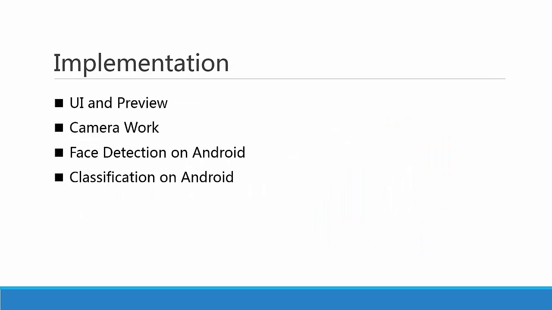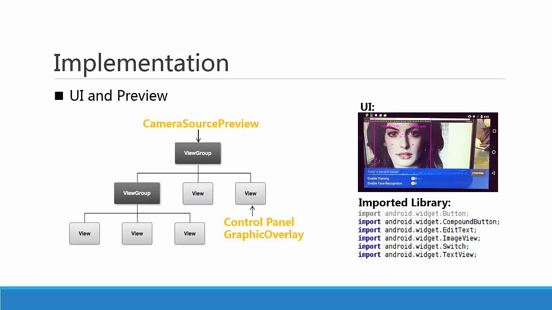Okay, and then I will introduce the implementation of our FaceNet system. Our implementation of FaceNet system is divided into 4 parts. First one is the UI and preview. Second is the camera work, and third is face detection on Android, and last is classification on Android. First one is the UI and the preview.